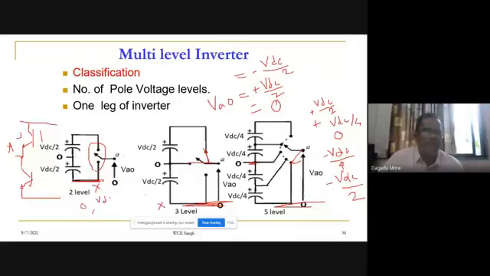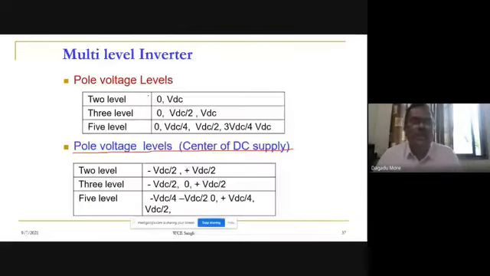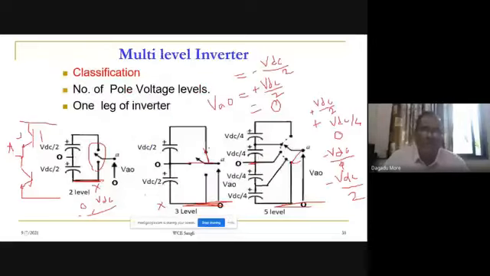Is it clear? In the case of 2 level, when the lower side is connected it is 0, and when the upper is connected it is VDC. If you go for 3 level, the voltage with respect to this point X that we are measuring is: upper connected, the total voltage plus VDC; when connected to this middle side, VDC by 2; and when connected to the lower side, it will be 0.